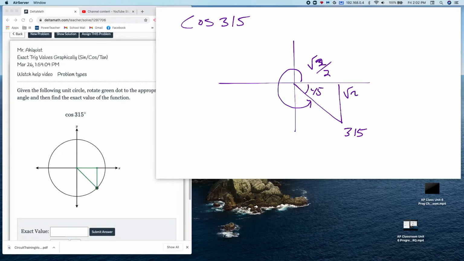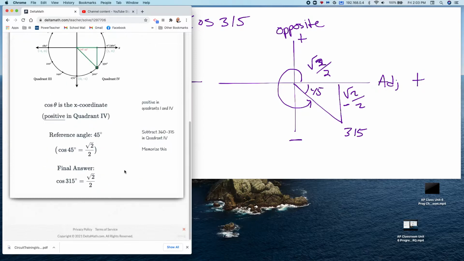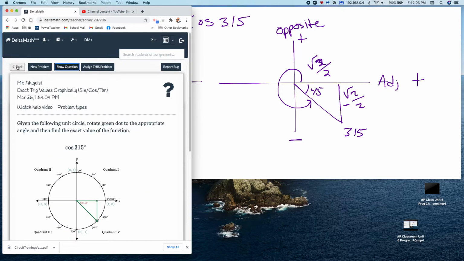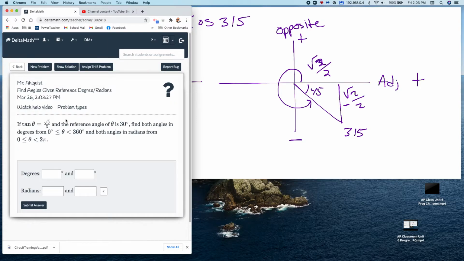And then this is the square root of 2 over 2. But this one's negative. So notice that the adjacent side is here, and this is the positive part of the adjacent, and this is the negative part of the adjacent. Notice that the opposite side is here. This is the positive part of the opposite, and this is the negative part of the opposite. So you can really start to generalize things here. And so this cosine 315 is just the square root of 2 over 2. And so if you show the solution, they draw it there, and it's the square root of 2 over 2. So notice this one here.